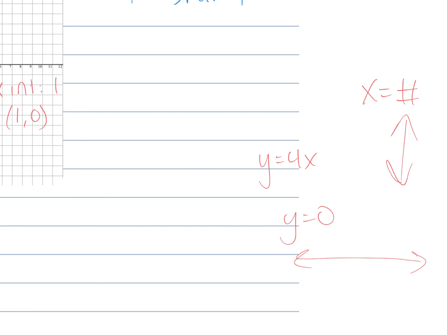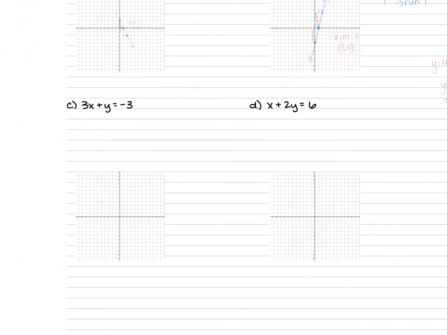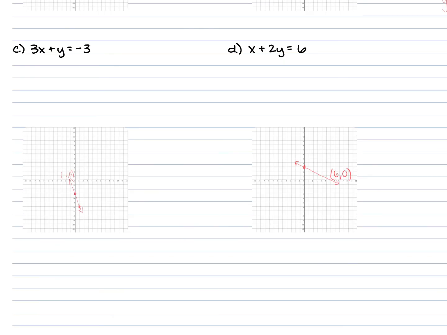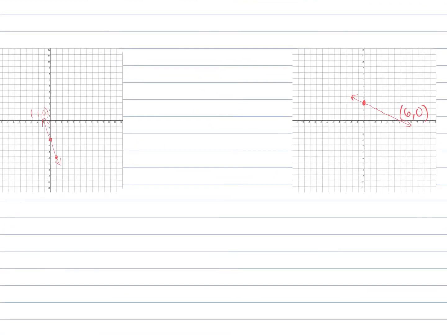Okay? All right. Guys, I want you to try C and D right now on your own, and then we'll go over them together. Remember, you're graphing it and you're finding the x-intercept. Go. Okay, the answers to C and D are on the board. Check what you got. Check whether you got it right, whether you got it wrong, and then talk in your groups.